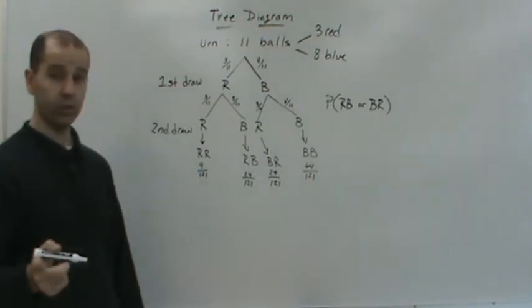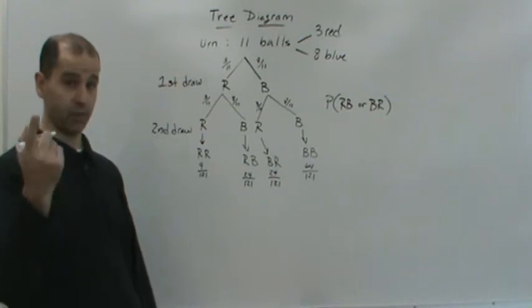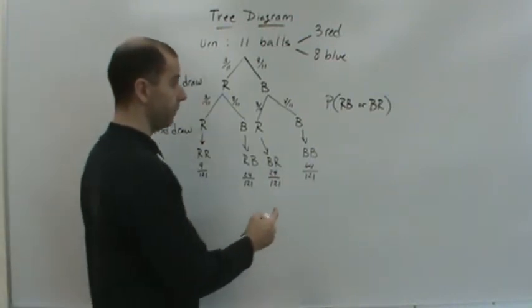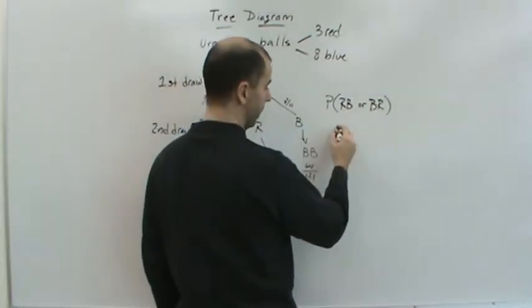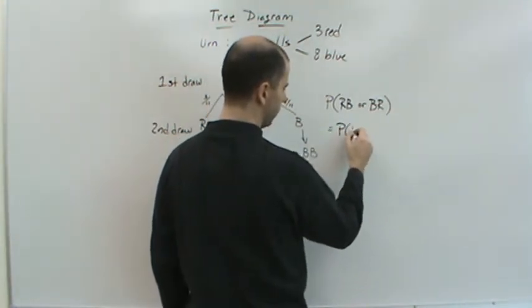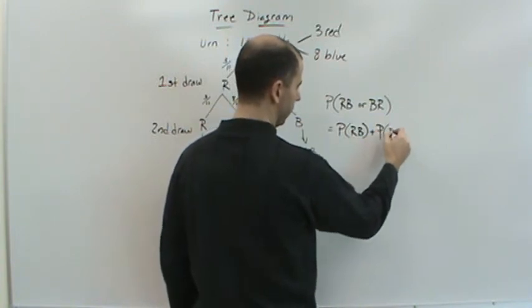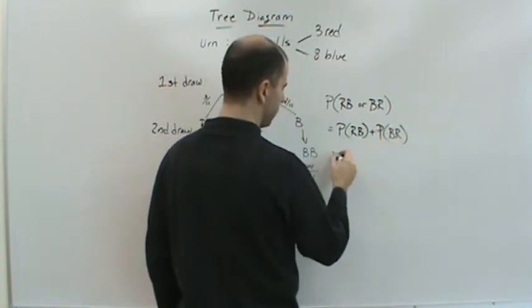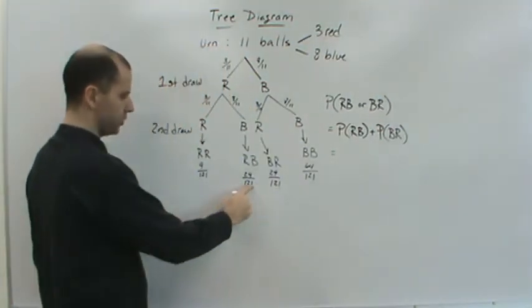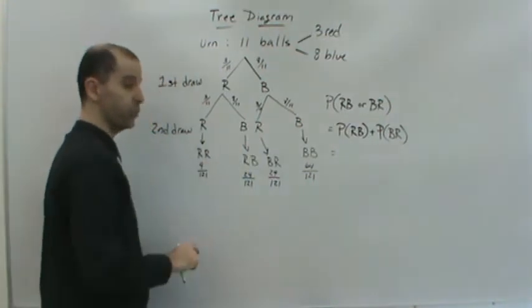Well, now since they're mutually exclusive, right? They can't happen at the same time, which is by definition, they're mutually exclusive. That means that we can use the simplified addition rule, which would then just be the probability of RB plus the probability of BR. And so what are we going to do? We're going to take these two probabilities and add them, right? Because these two branches are mutually exclusive.